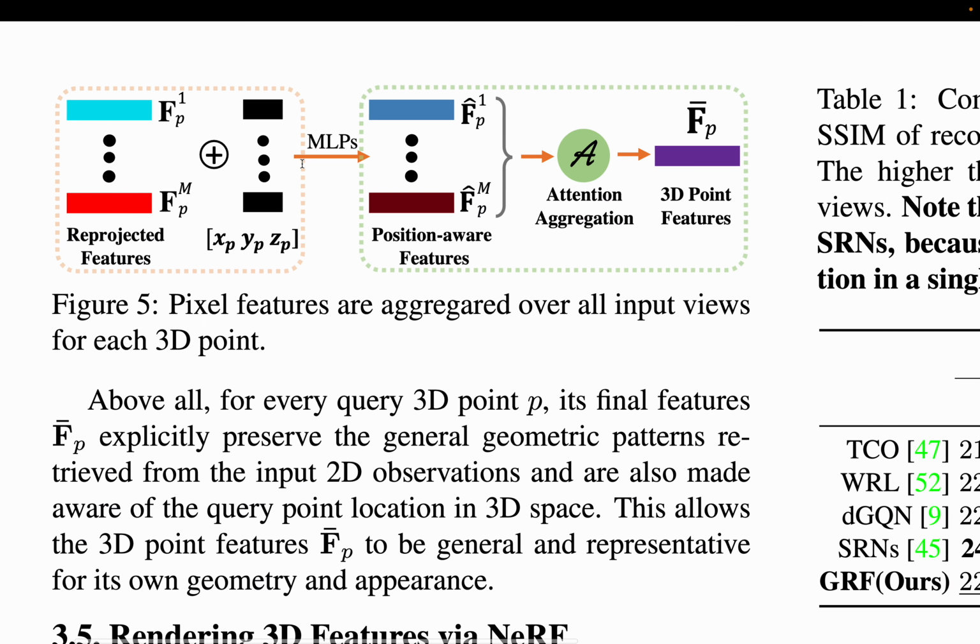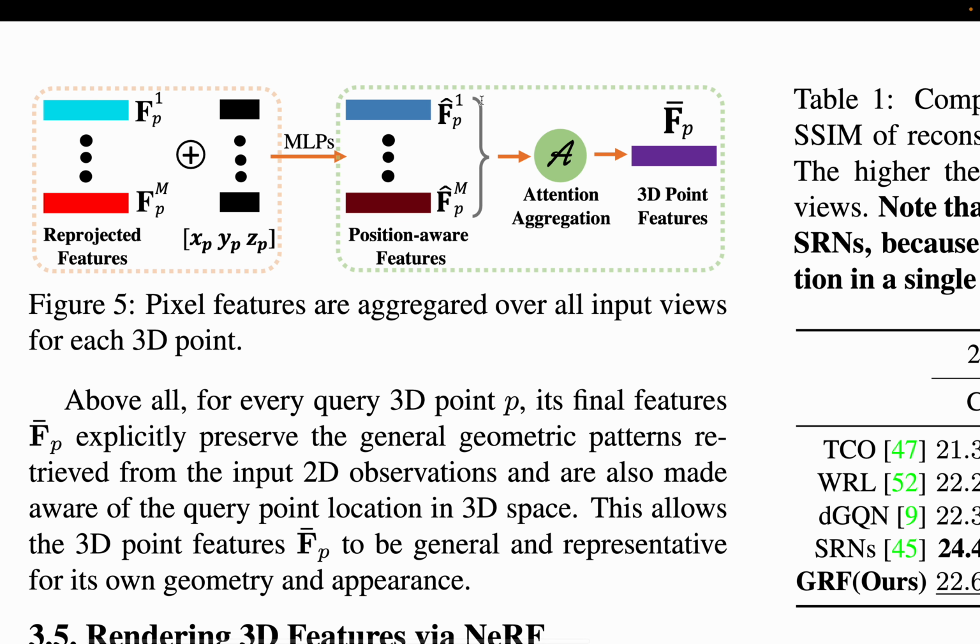Okay, so we can have a look at how they are aggregated. Basically, we take the features extracted for each image. We add to the features the position of the point. We pass that to an MLP that generates new features that are position aware because they are using the 3D position of the point. And then we need to aggregate that information.